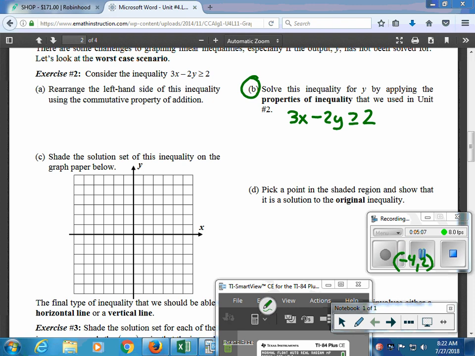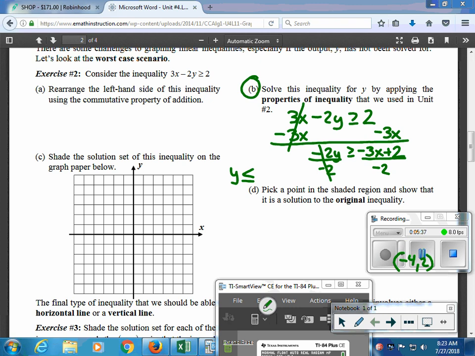So we're going to take the x term. We'll use subtraction to cancel it out and move it. So we have negative 2y is greater than or equal to negative 3x plus 2. And then we're going to divide by negative 2. Now, because we're dividing by a negative, we're going to have to flip the sign on the inequality, because it's going to change the sign of each of those numbers. So we'll end up with y less than or equal to 3 over 2 x minus 1. So now we're able to graph that.